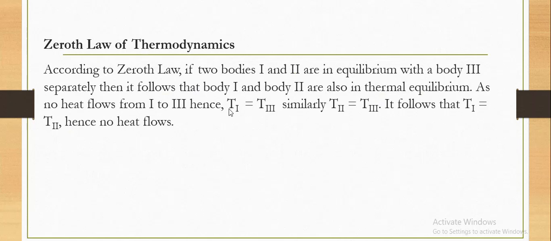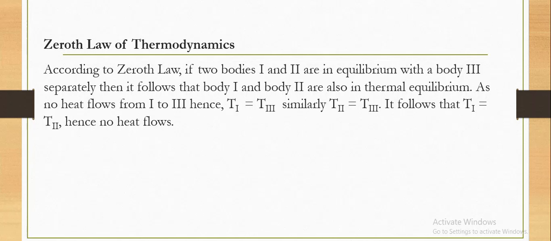Then the last one is zeroth law of thermodynamics. According to zeroth law, if two bodies, that is I and II, are in equilibrium with a body III separately, then it follows that body I and body II are also in thermal equilibrium. As no heat flows from I to III, hence T1 is equal to T3. Similarly, T2 is equal to T3. It follows that T1 is equal to T2. Hence, no heat flows. Zeroth law of thermodynamics is based on thermal equilibrium.